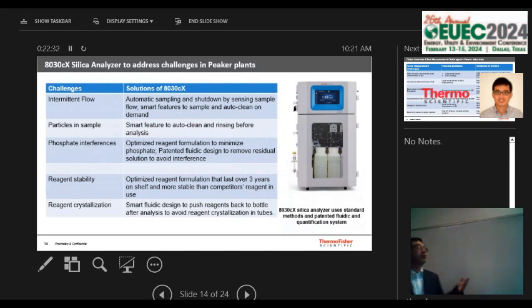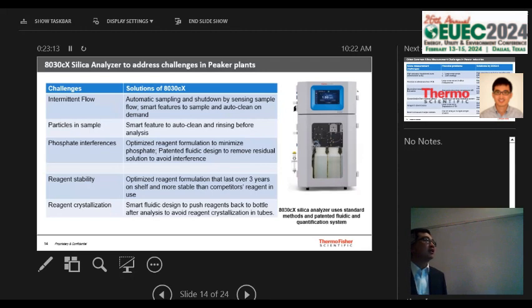So going back to how this analyzer addresses the challenges in the power plant. I kind of connected these, but this is a summary, right? Intermittent flow: we have automatic sampling and shutdown. When the sensor senses the flow is coming in, the analyzer starts measurement. When the sensor sees there's no liquid coming in, the analyzer stops and pops an alarm: you don't have flow. For particles in the sample, we have a smart feature to auto clean and rinse before we do measurement. And for phosphate interference, an optimized formulation, so that you can handle up to 30 ppm of phosphate.